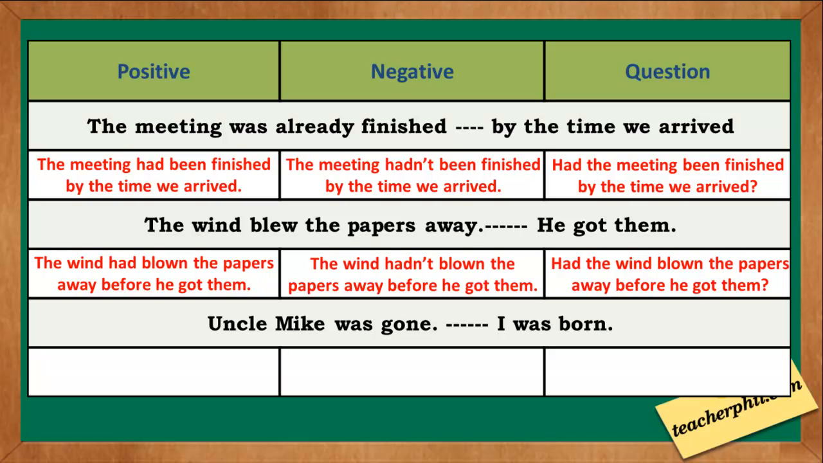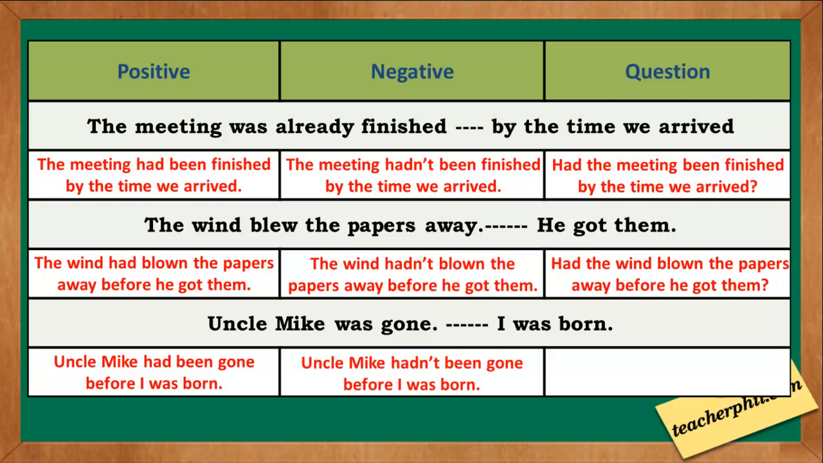The last one, Uncle Mike was gone and I was born. The correct positive statement is Uncle Mike had been gone before I was born. The negative statement is Uncle Mike hadn't been gone before I was born. And the question is, had Uncle Mike been gone before I was born?